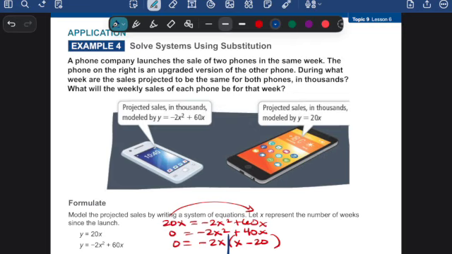Negative 2x equals 0, so that means x equals 0. Well, can I have 0 number of weeks? No, we're not going to use that. So our next solution would be the one we're going to utilize. x would also equal positive 20. So I can use that as my input to find the output, or the projected sales, for each model.